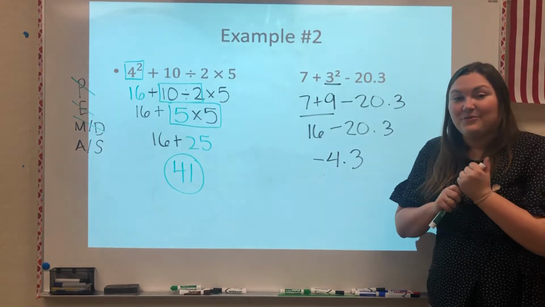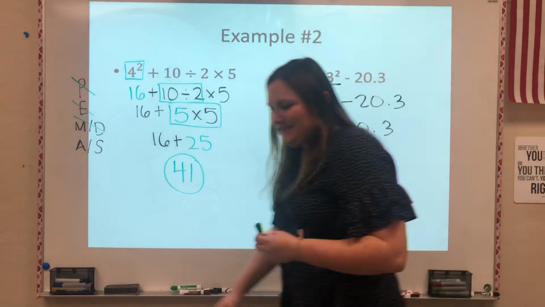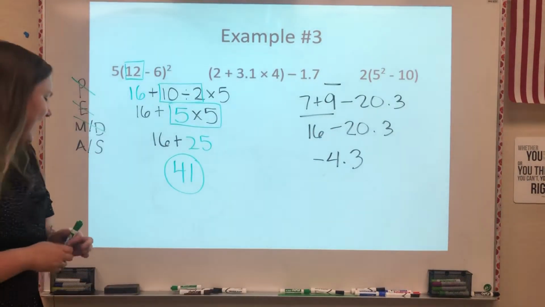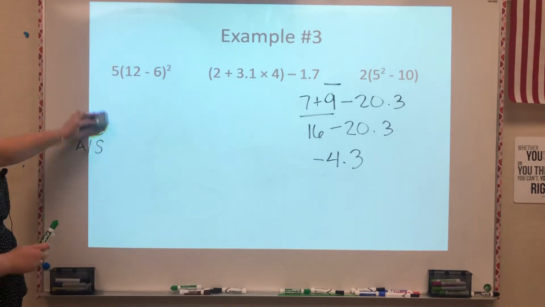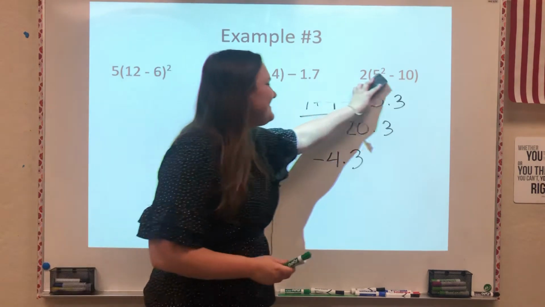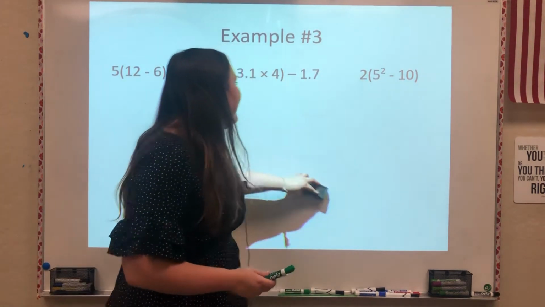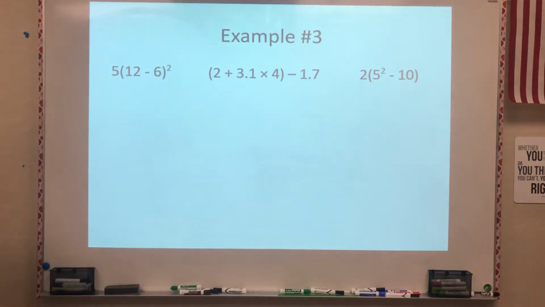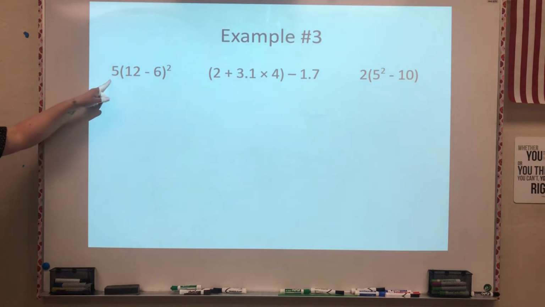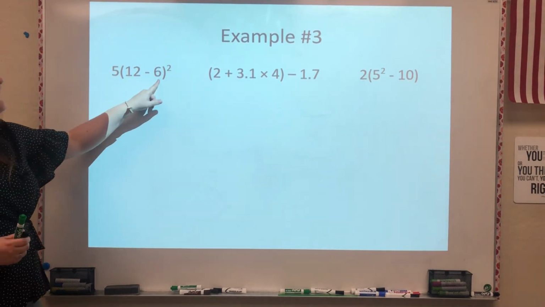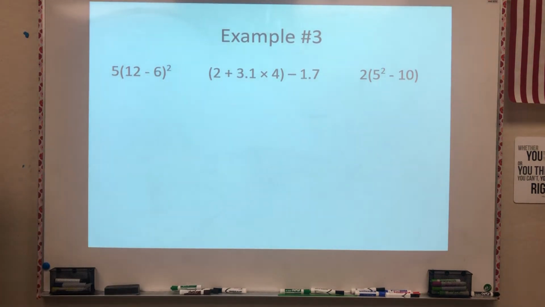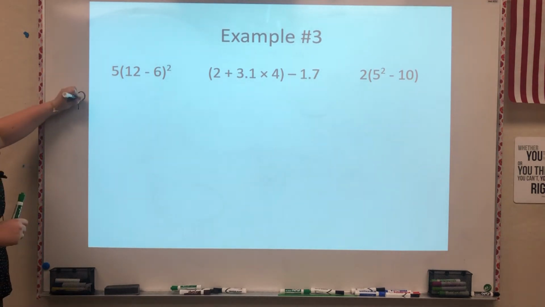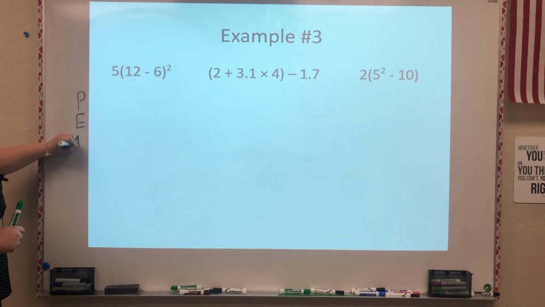We have got one last set of examples left. These last ones, you might notice all of our problems we've done so far have not had parentheses. Save the parentheses for last. So in this first example here, we have got 5 times 12 minus 6 in parentheses, and then that is squared. Again, I see there's a lot going on here, so that is a clue that I want to use PEMDAS to help me figure out the order.